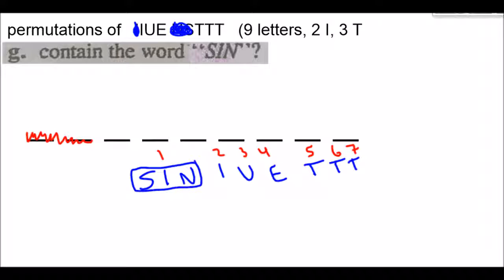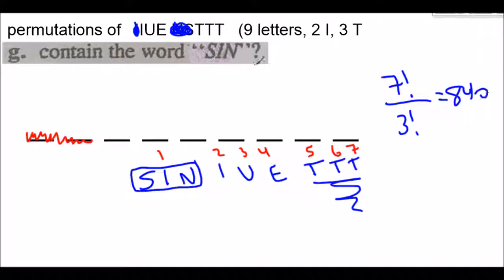So the answer is 7 objects into 7 positions, but I do still have 3 T's. I don't still have 2 I's because one of the I's is permanently locked in this new letter called SIN, but this I is now just on its own. It doesn't have another I it could switch with, and that's because I'm locking these. So the answer is just 7 factorial divided by 3 factorial, which is 840. And I think that's the last question.